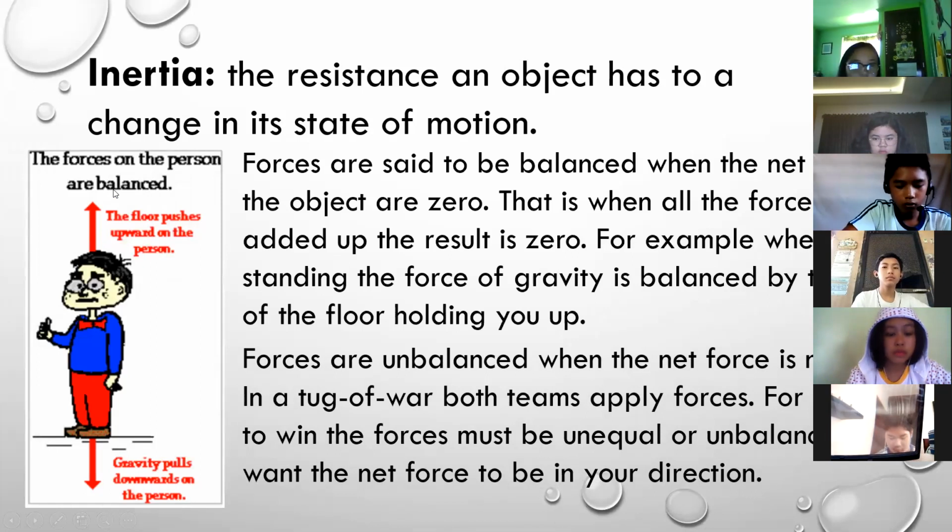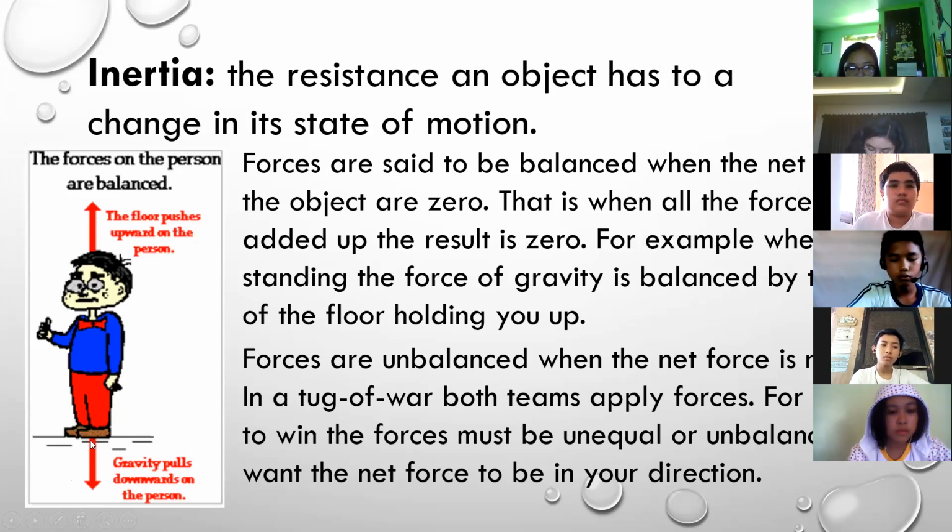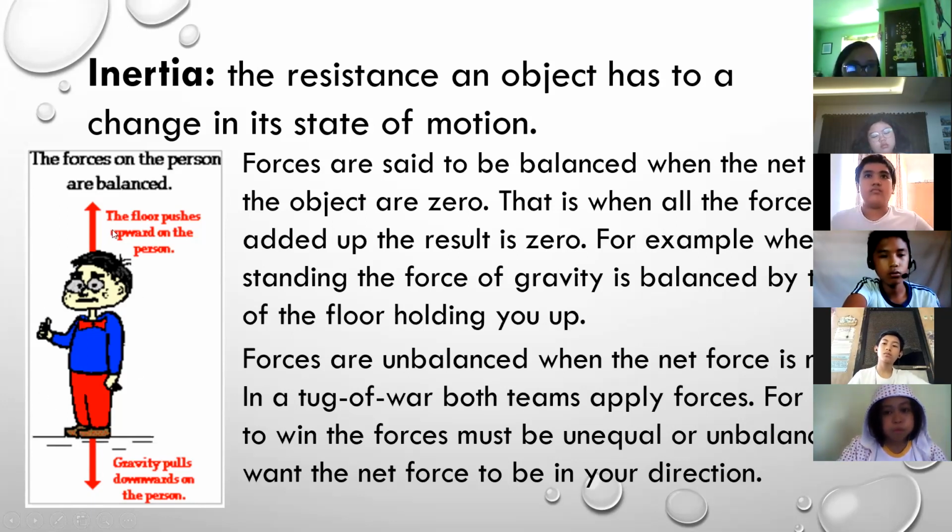So this is a balanced force. The person exerts force on the ground, and then the ground exerts force on the person. At the same time, the person stands up, equating the gravitational force that drags them downwards. So there is an equal distribution of force in the illustration of this person.